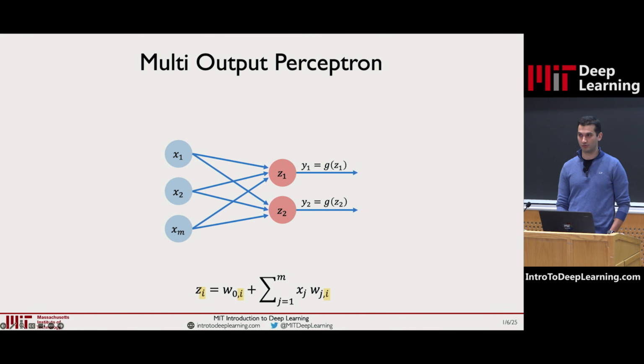Okay, now what if we wanted a multi-output neural network? Not one output, but 2 outputs. How would we change this picture? Okay, actually it's pretty simple. We now just create a second perceptron. We now have 2 neurons instead of 1 neuron.